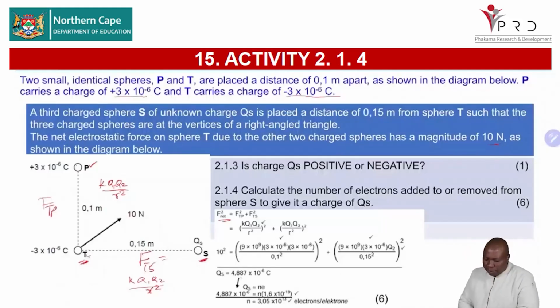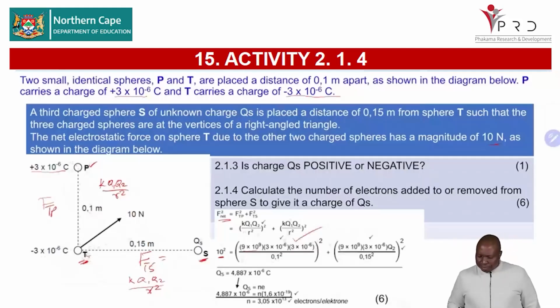And then substitution. You have to be able to substitute. You substitute F net, which is 10 newtons. You substitute our k, the proportionality constant, which is 9 times 10 to the power of 9. Here you have 3 times 10 to the power of minus 6 and minus 3 times 10 to the power of minus 6. You're able to substitute there easily. The distance between P and T is 0.1, so it will be 0.1 squared. So this part, you are well. You got your 1 mark. Nice. Remember it is squared because we're using the theorem of Pythagoras.